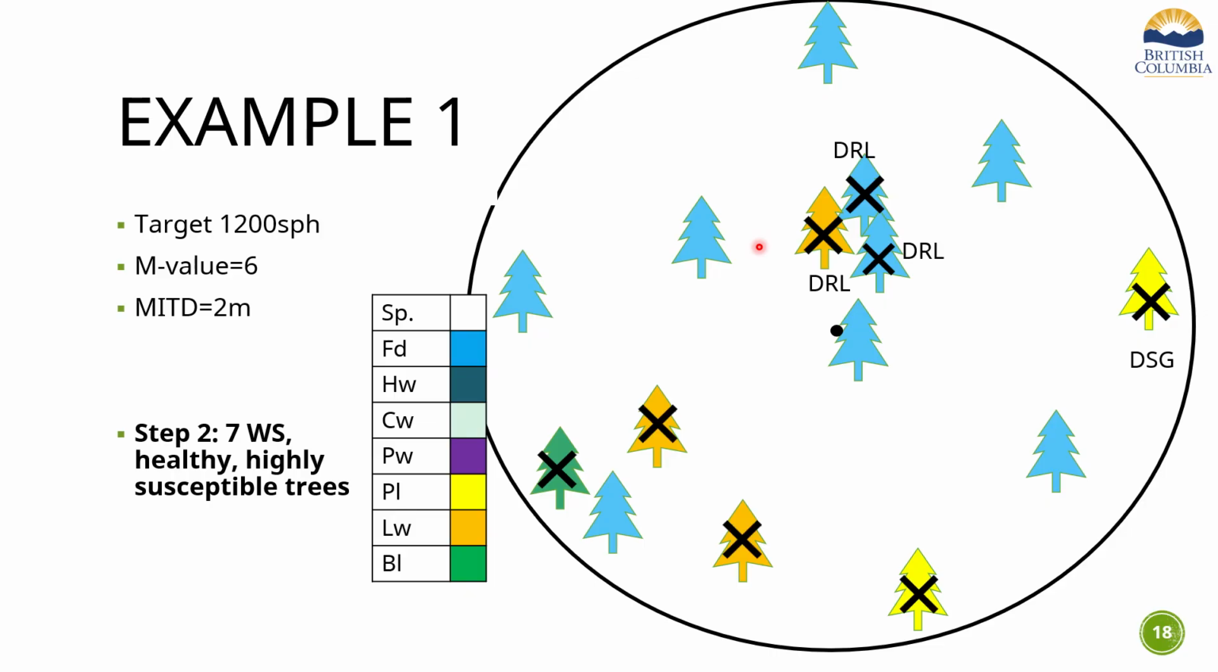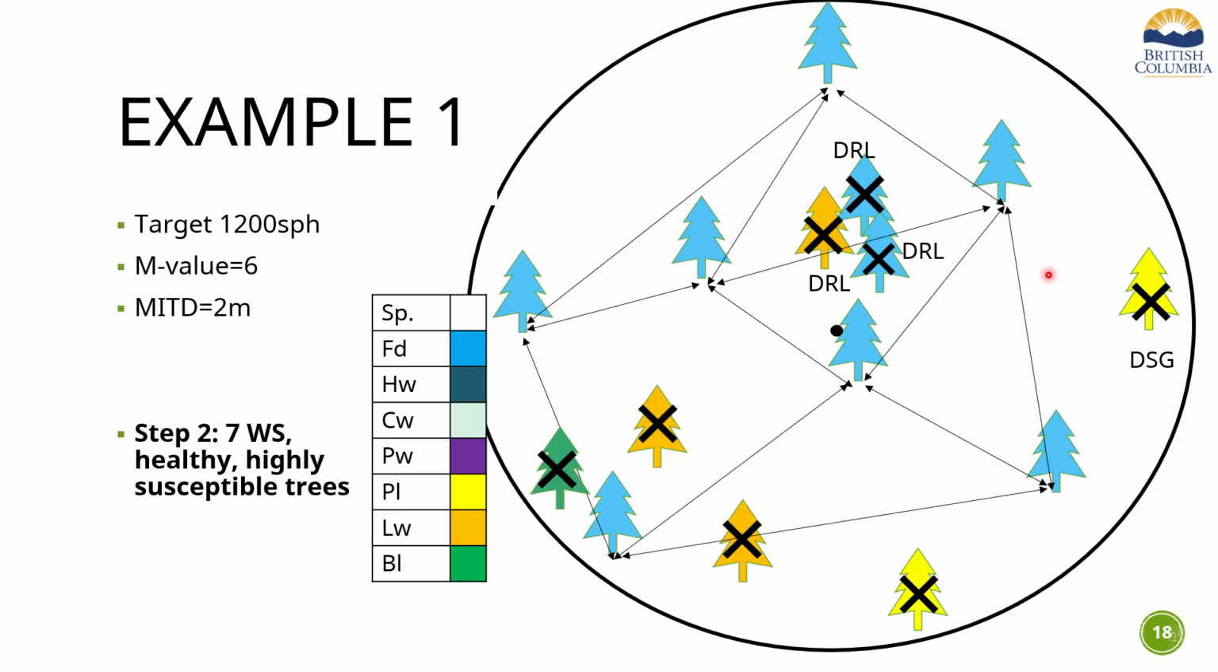So we just need to examine the Douglas fir. All of them are healthy, except for the 3 with laminated root disease. They're also all well spaced using the 2-meter MITD from the site plan. So in total, that leaves us with 7 healthy, highly susceptible, well-spaced layer 2, 3, 4 trees. And you'll note that's higher than the M value, which is definitely to our advantage.